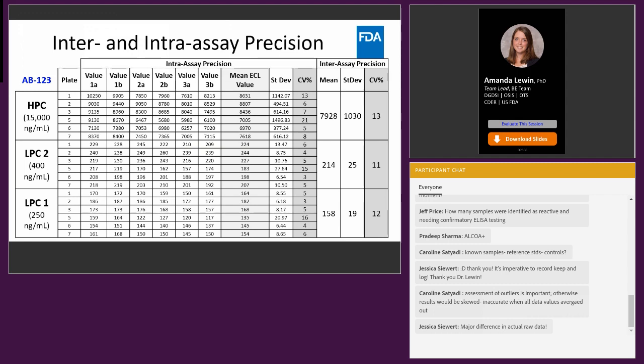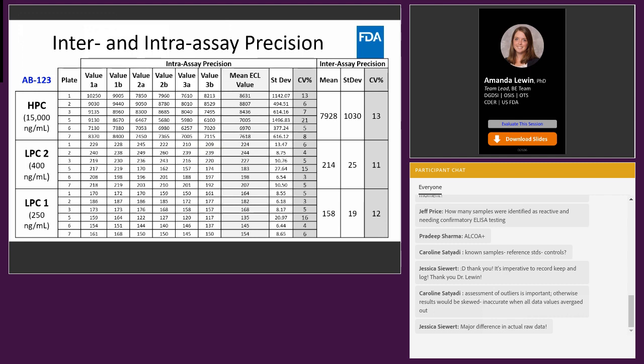So here you see values 1A, 1B, 2A, 2B, 3A, and 3B. That's representative of the 3 different preparations and then the duplicate wells. So each value here is a single well value, and you can see them across the 6 different runs. So plates 1 through 3 and 5 through 7 were used for the precision assessments.